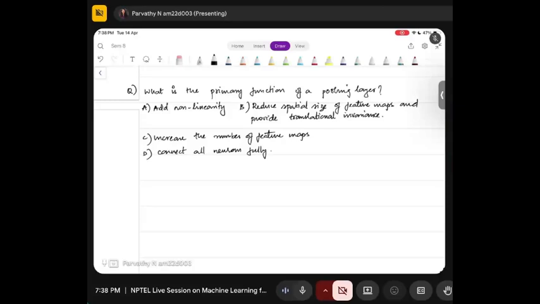What is the primary function of a pooling layer? It adds nonlinearity, it reduces the spatial size of feature map and provides translation invariance, it increases the number of feature maps, it connects all the neurons.